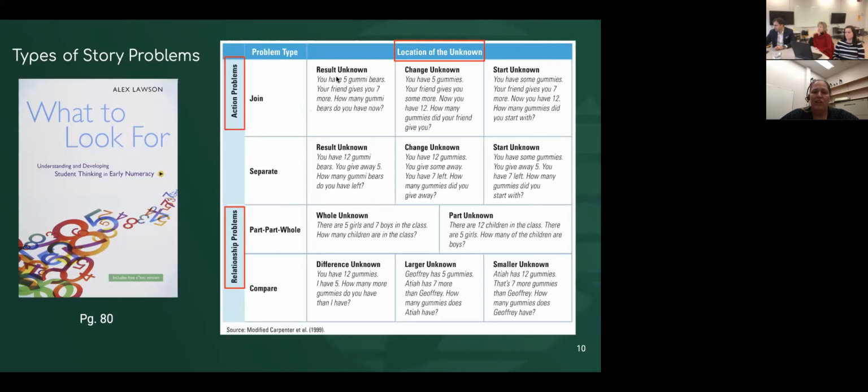So if I look at the location of the unknown, there are 3 different locations that we talk about. We talk about the result being unknown, or the change being unknown, or the start being unknown. And that can be a bit tricky to think about, but in the result unknown, I'll just read the problem she has here. You have 5 gummy bears, your friend gives you 7 more. How many gummy bears do you have now? That would be a pretty common type of problem to ask.